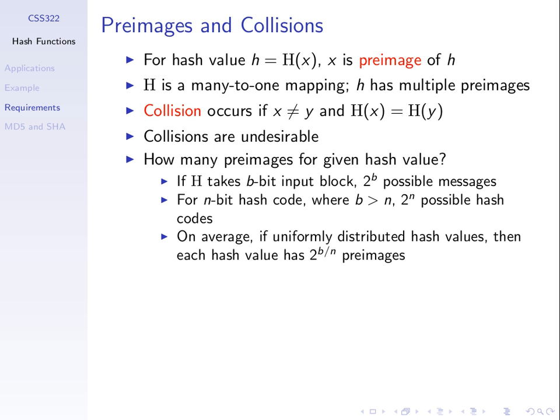There are 2 to the power of B possible messages. In our case, 2 to the power of 12 possible messages. There are 2 to the power of n possible hash codes, 8 possible hash codes in our example. On average, if our hash function distributes the hash values uniformly, then each hash value has 2 to the power of B over n pre-images. In our example, 2 to the power of 4 pre-images. That is, there are 4 messages that map to one hash value.